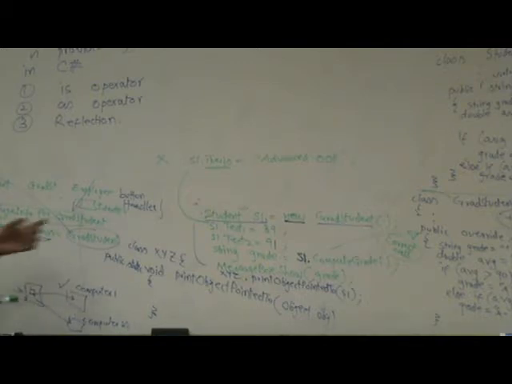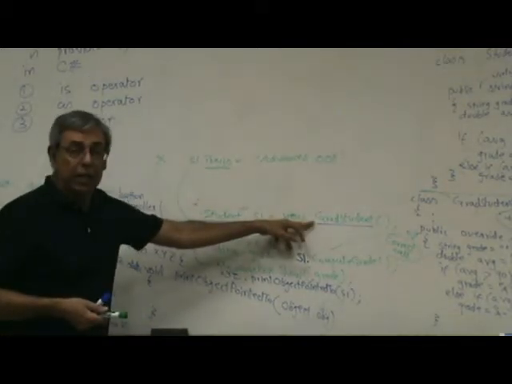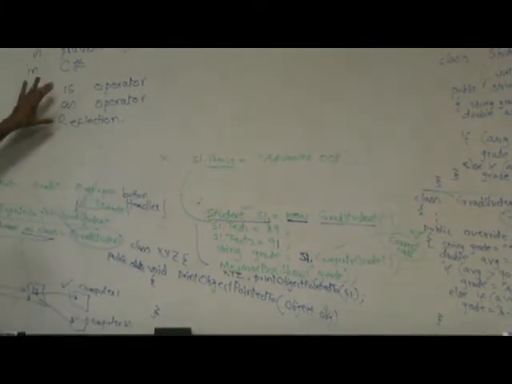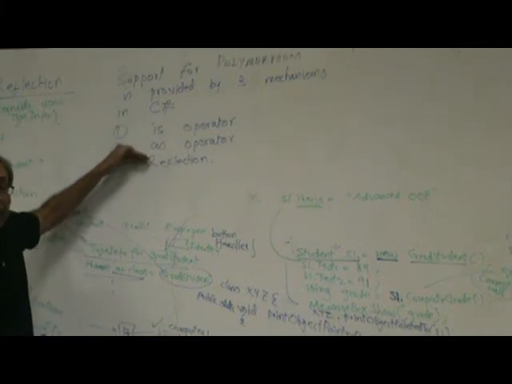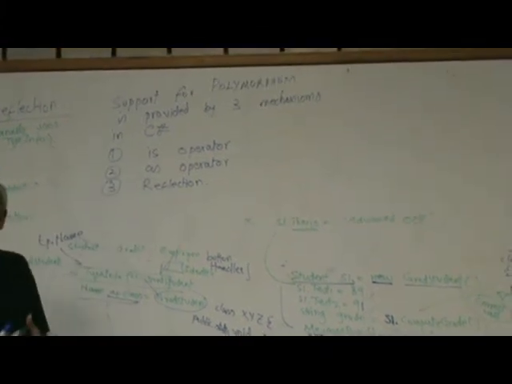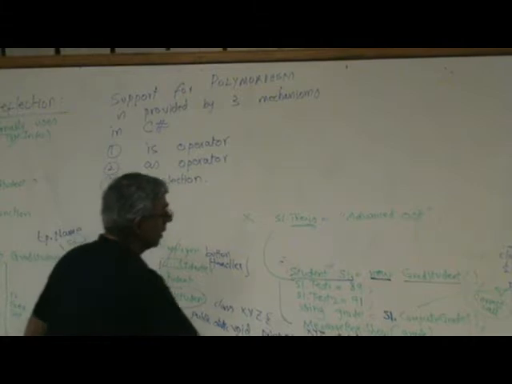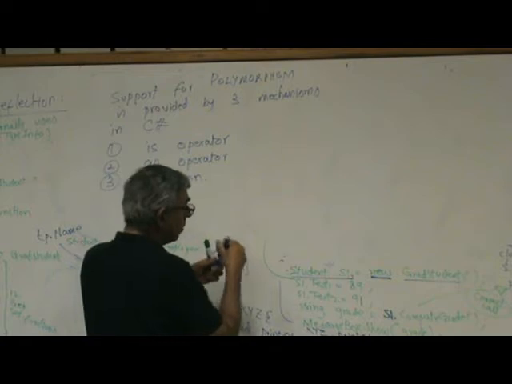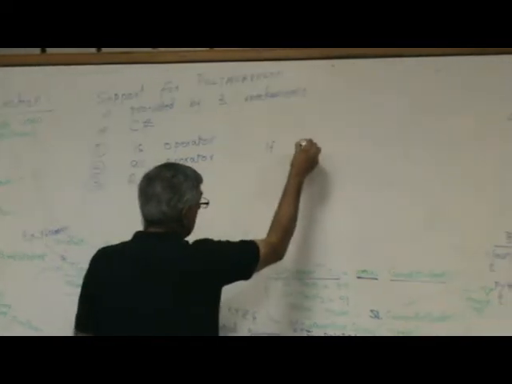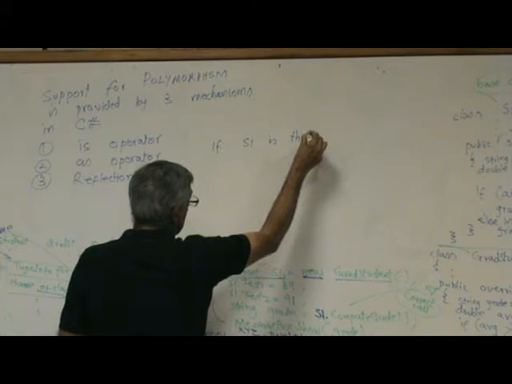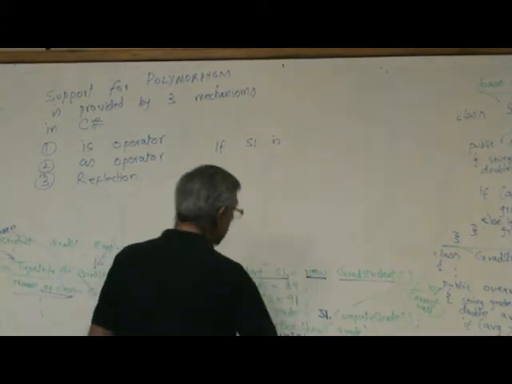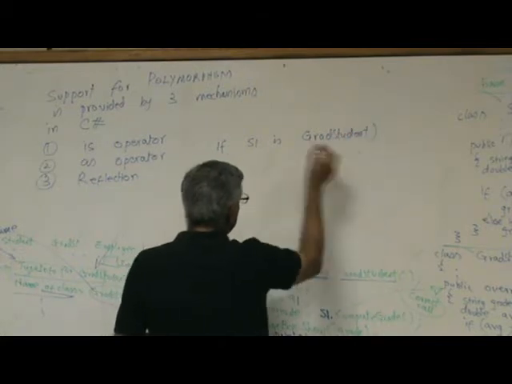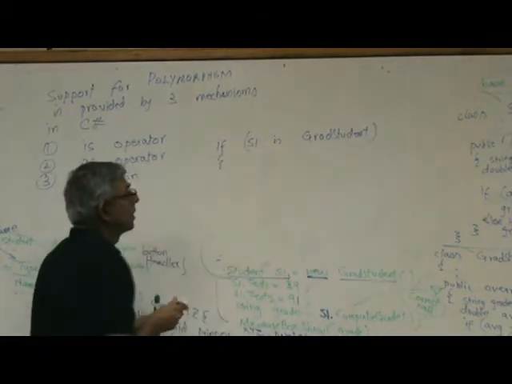But we know that we are creating memory for a grad student, and grad student does have thesis in it, right? So this is where we can use one of these techniques to make sure we are able to set the thesis through S1, okay? So if we use the is operator, our code will look something like this. If S1 is grad student, so we will do a check if S1 is grad student.